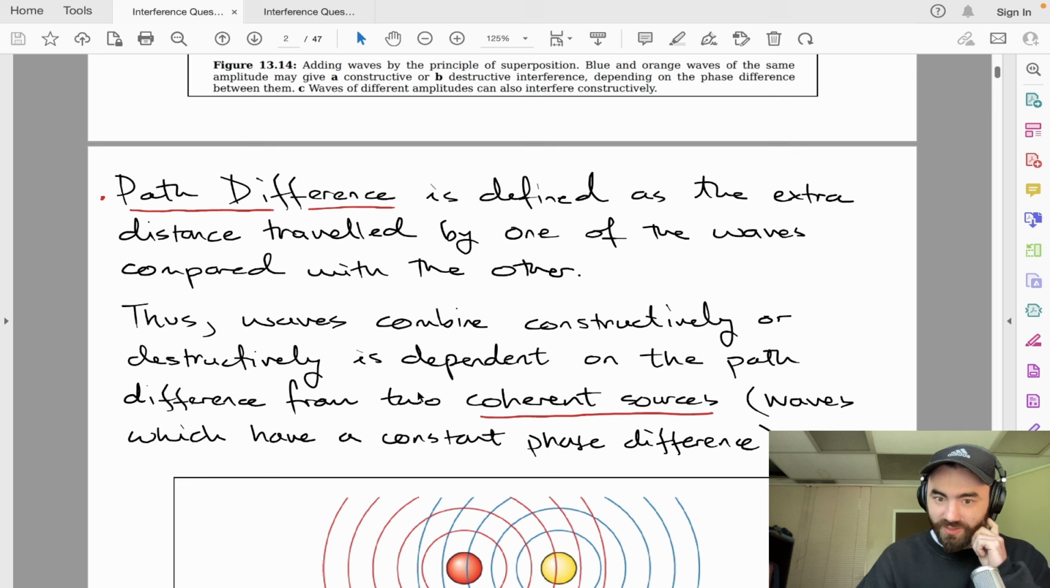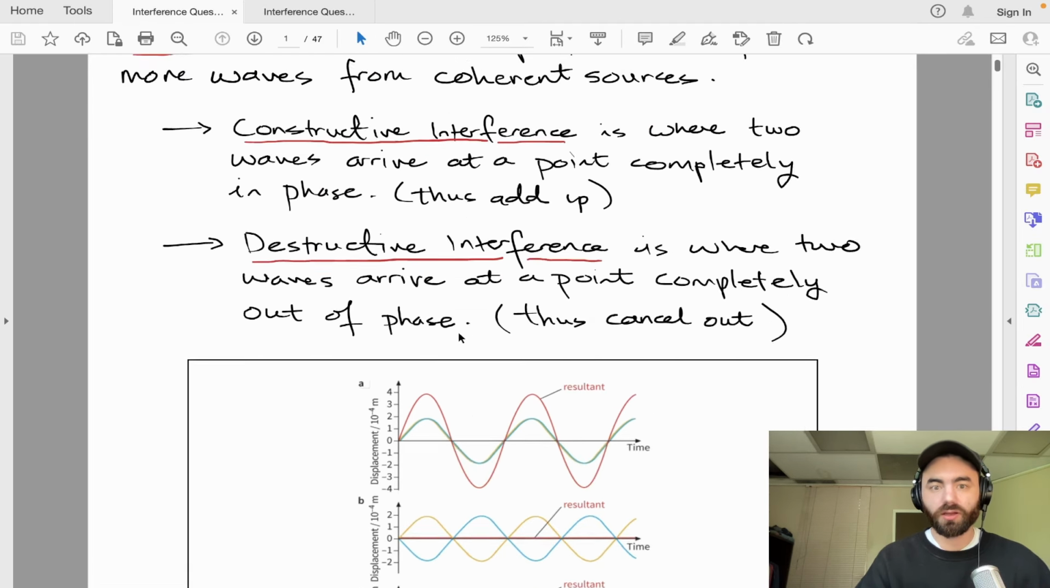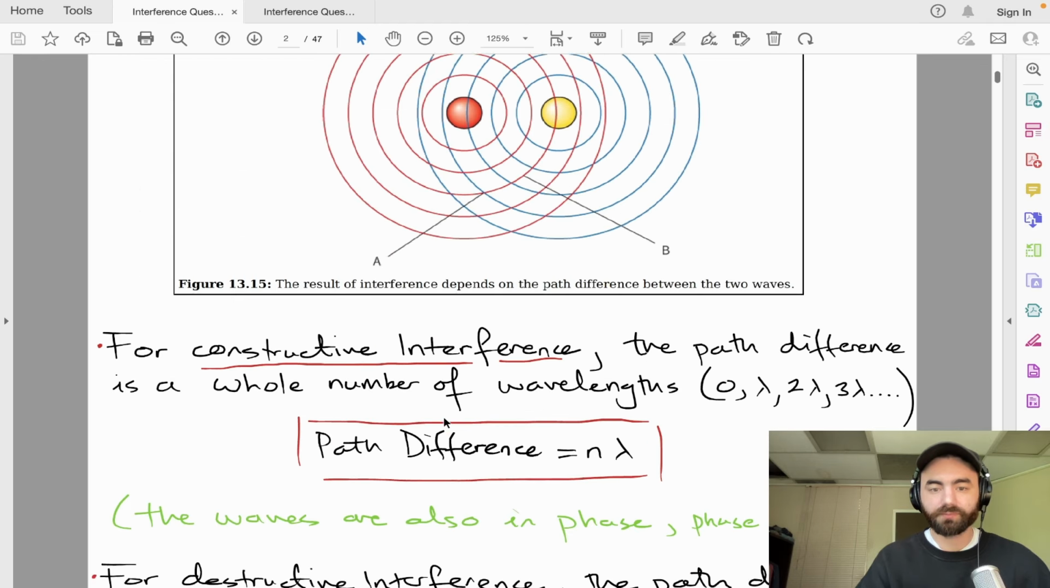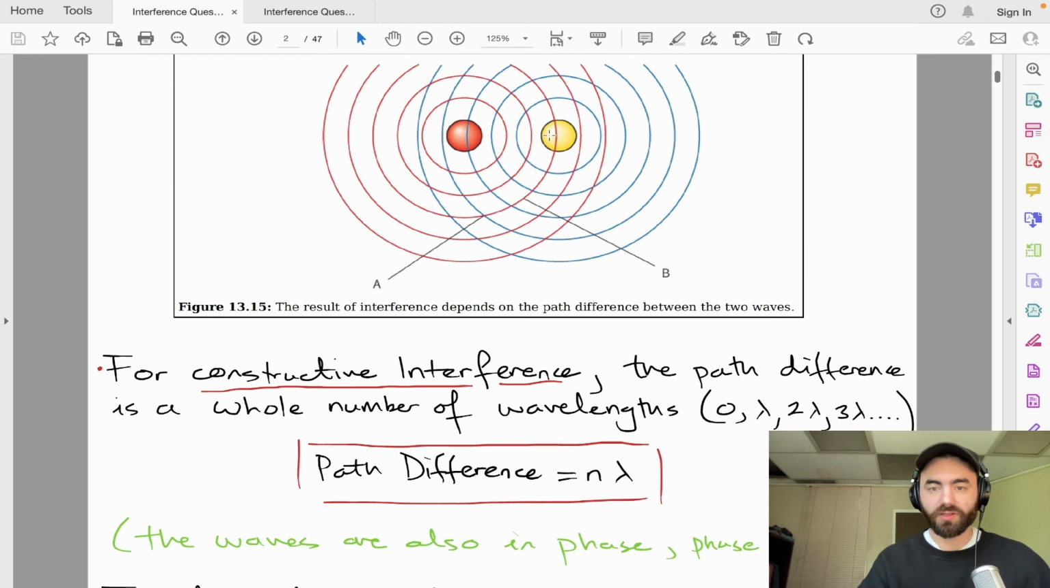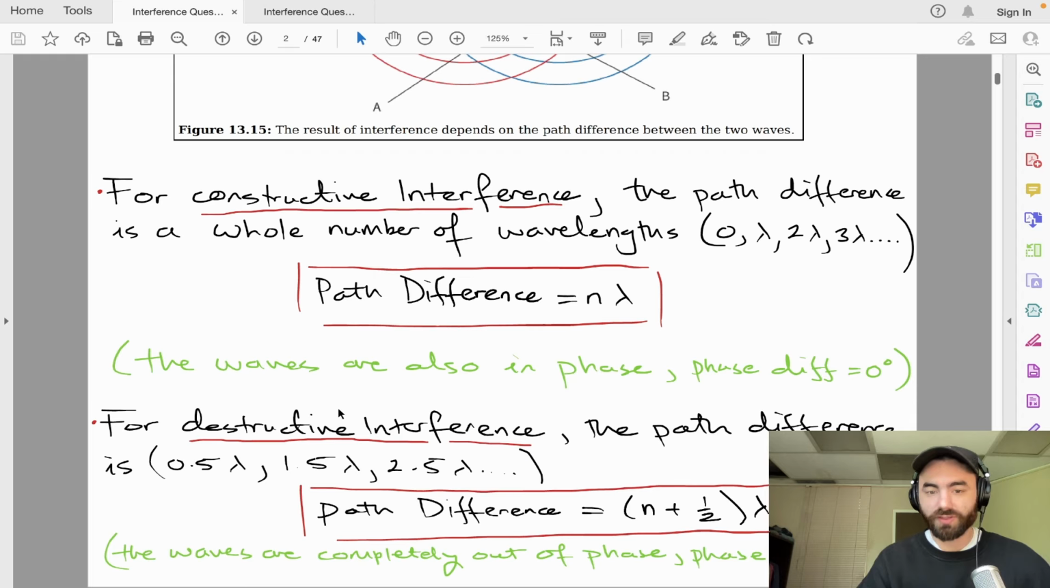So when we're looking at interfering sources, it's important to understand the idea of path difference. It's the extra distance traveled by one wave compared to another, and depending on the path difference between the two sources of the waves, we will get constructive or destructive interference. If we have two wave sources producing coherent waves, their path difference will give constructive or destructive interference.